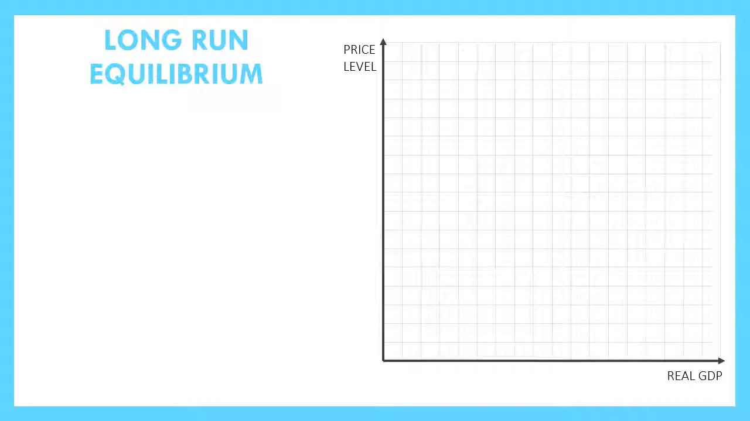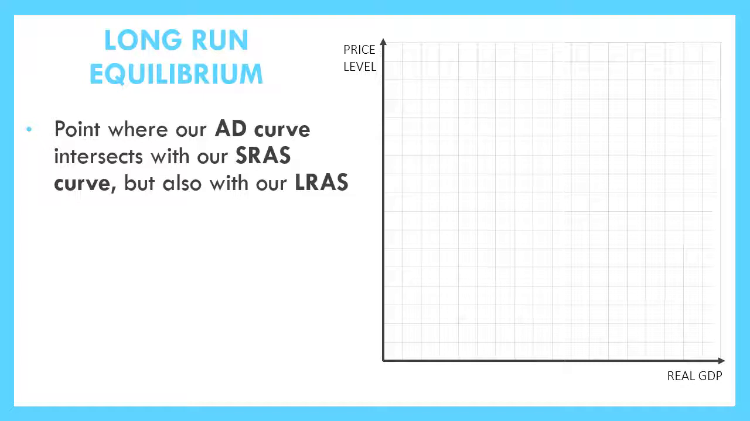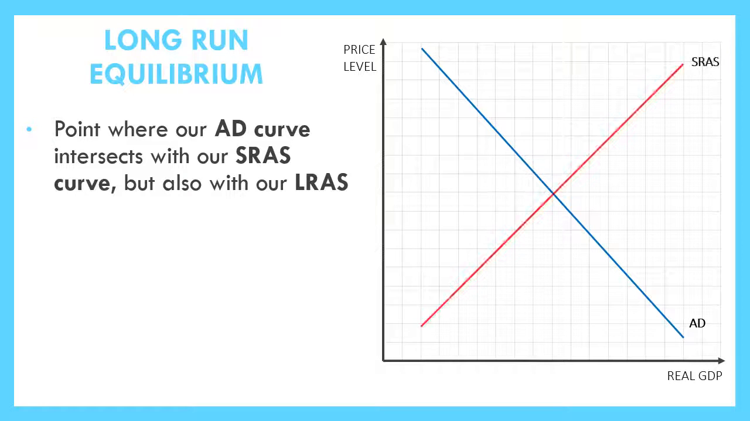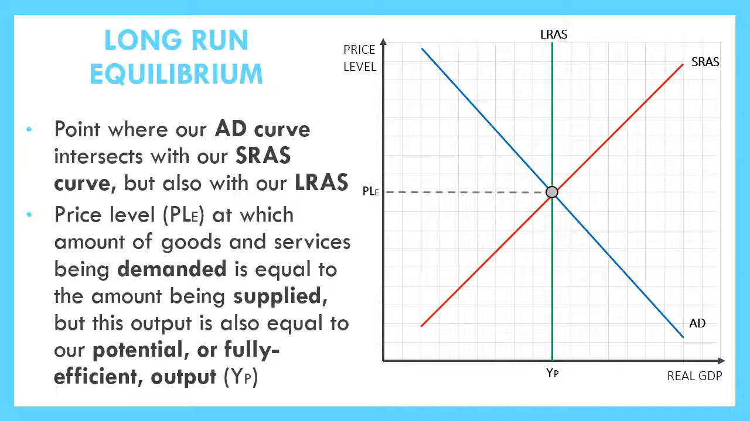Whenever we look at the long-run equilibrium, though, the long-run equilibrium is going to be wherever those two curves intersect, but also wherever they intersect is at the same point where they intersect with the long-run aggregate supply. So if you notice, all three curves are intersecting with one another. And so at a price level of PLE for price level equilibrium, we notice that the amount of goods and services being demanded is equal to the amount of goods and services being supplied. But this is also happening wherever our potential is, meaning that at that short run, where we're at right now, where we're operating, we're being fully efficient.